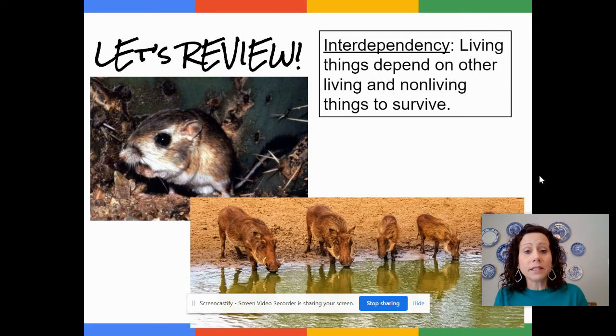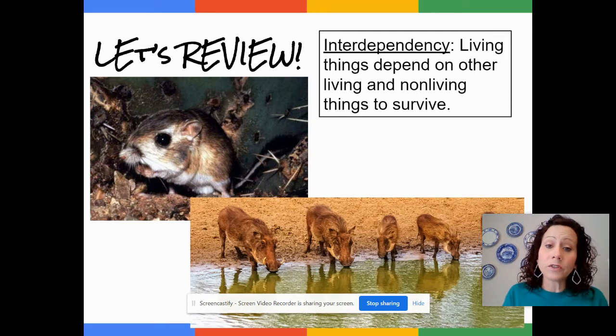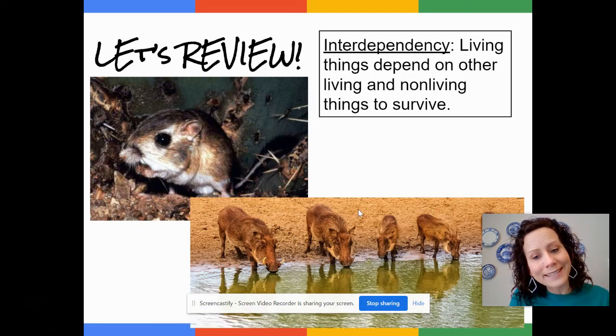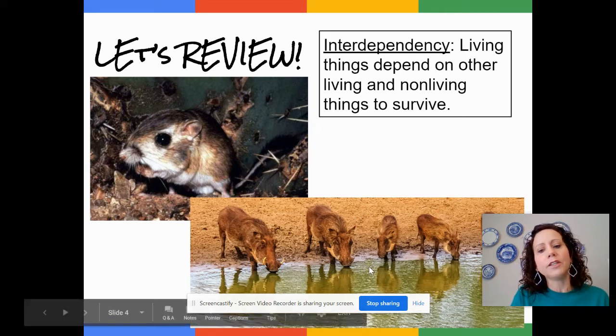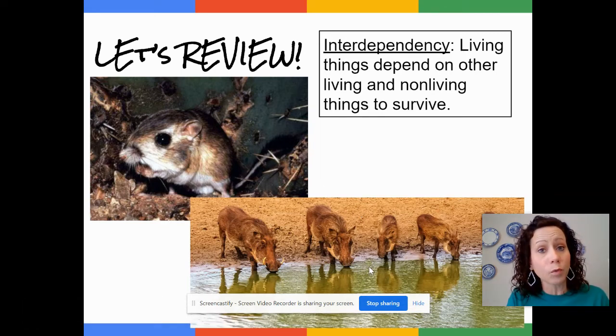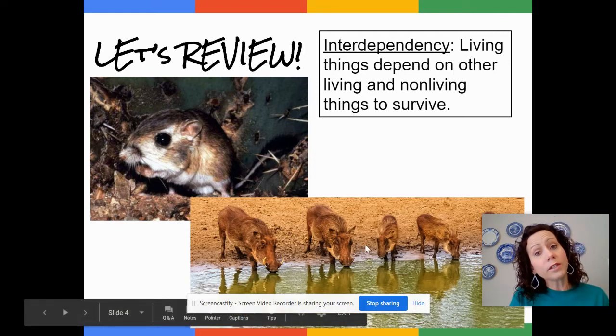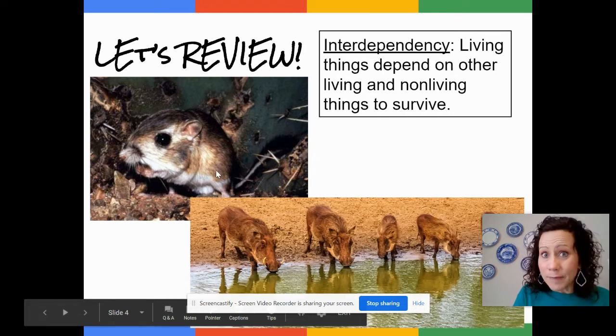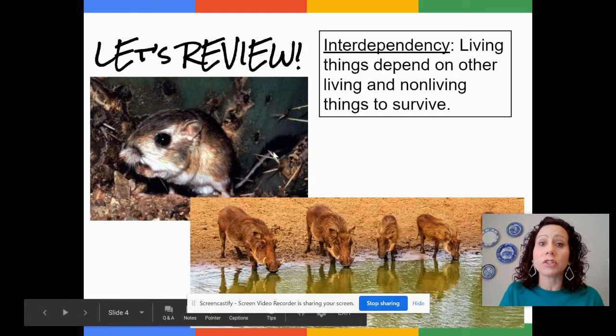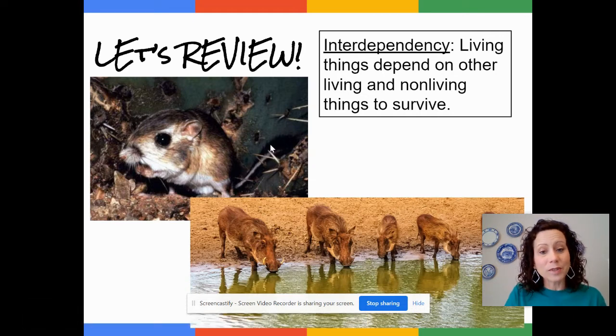Interdependency is when living things depend on each other. They depend on other living things and other non-living things to survive. So here we see a mouse that lives in a cactus, and it depends on this cactus for shelter and protection from its predators. Those predators don't really like these spiny cactuses. And then we see a warthog down here, just like Pumbaa from Lion King. And this warthog is depending on a non-living thing because it's drinking water. And we know that water is non-living. So here is an example of a warthog, living, depending on water, non-living, for survival. And here is the mouse, living, depending on the cactus, which is also living, for survival. So these are a couple of examples of interdependency in an ecosystem.